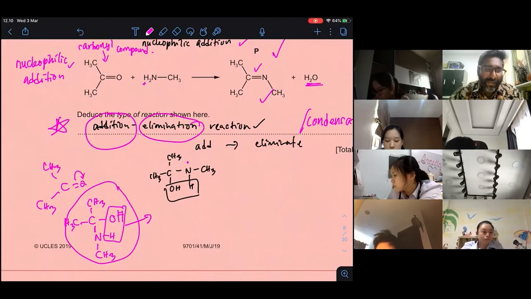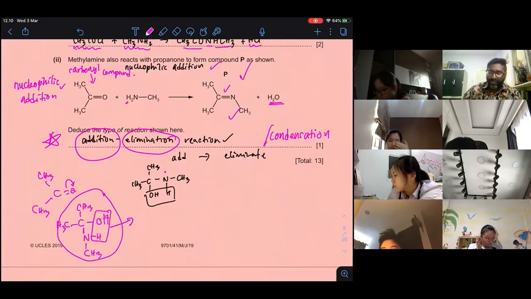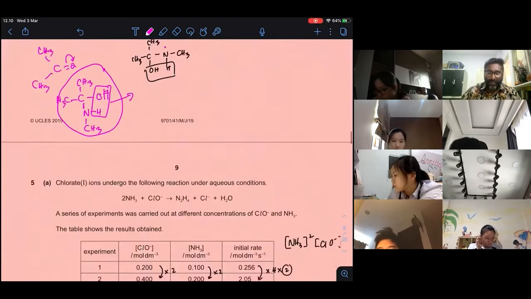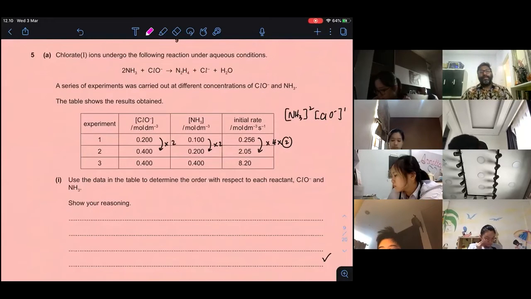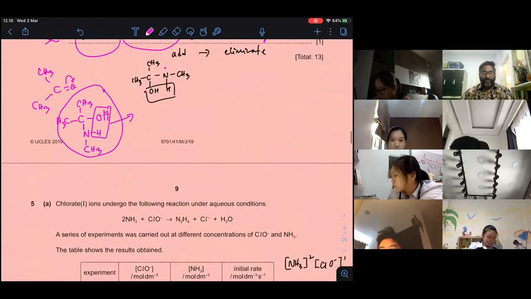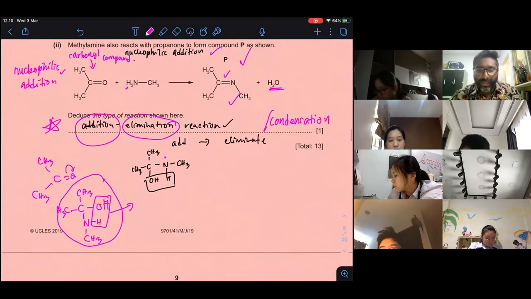So far I've seen three questions asking about mechanisms involving addition-elimination. And you also need to know how to draw using curly arrow diagrams and so on. But for this question, 13 marks. Okay, done. So let's look at question number 5. Before we go, any questions for question number 4? Okay, let me check the chat.